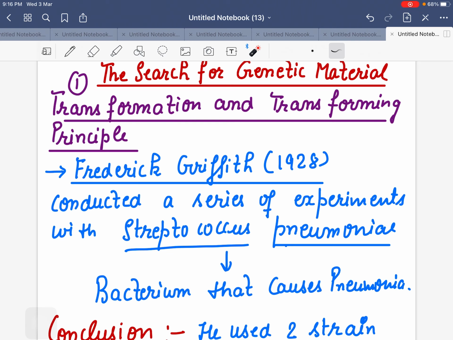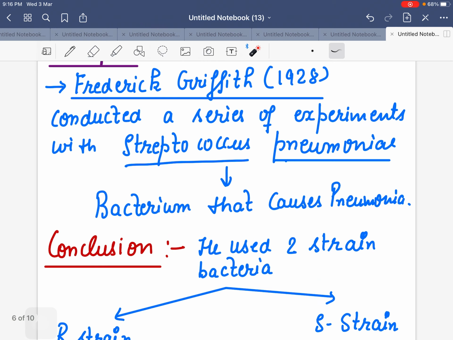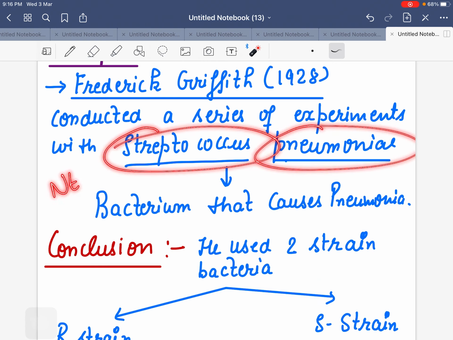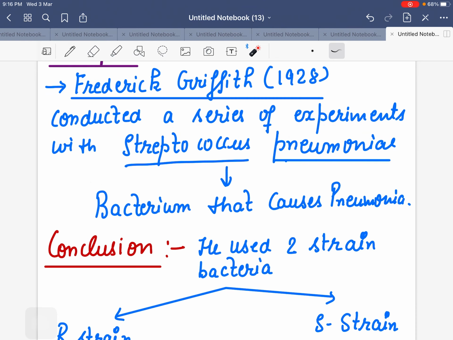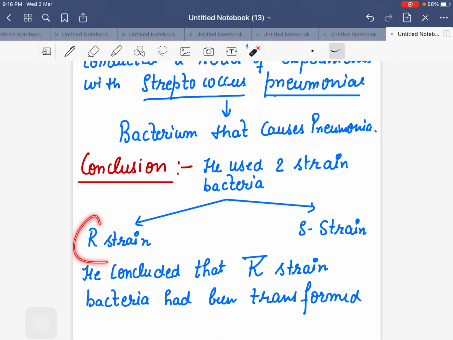So search for genetic material में first experiment that we performed, that is Frederick Griffith. He gave us the transforming principle. He did a lot of experiments, and he did experiments on bacteria. What was the bacteria name? Streptococcus pneumoniae. And what is so important about this bacteria? It was causing pneumonia. So he used 2 strains of bacteria.